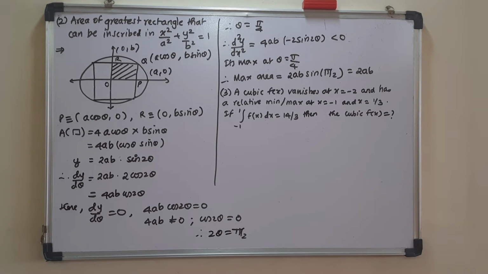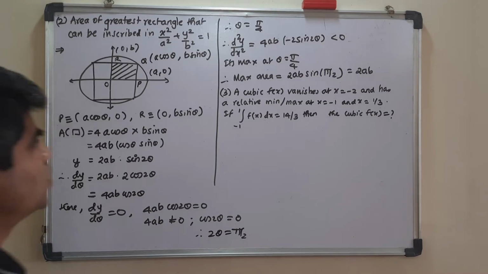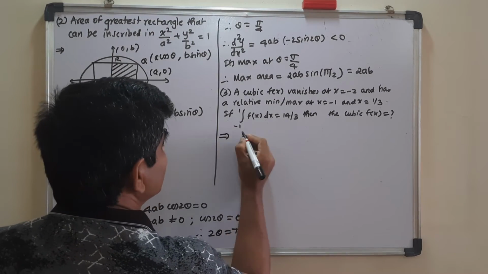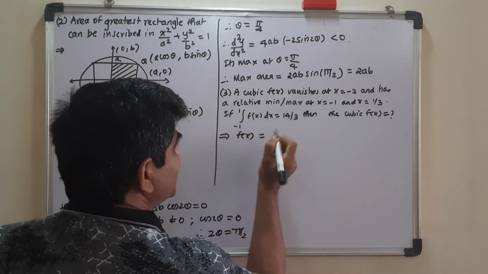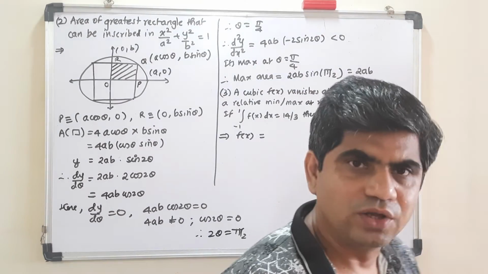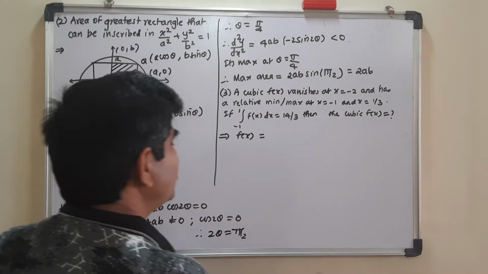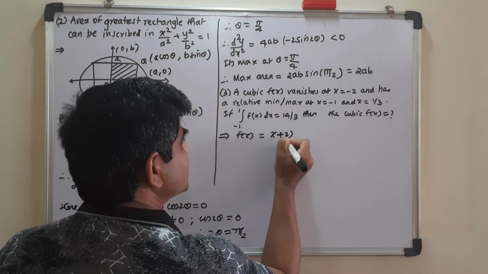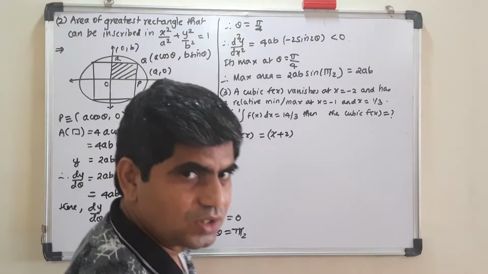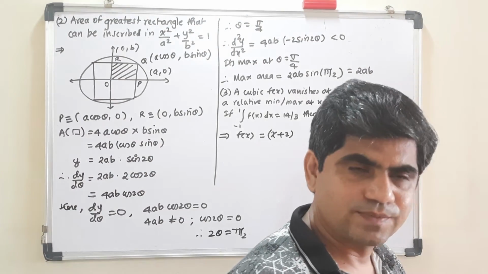Now see the next question, which is written: a cubic function vanishes at x is equal to minus 2. Very good. It vanishes at x is equal to minus 2. It is a cubic function. So obviously your function of x, if it vanishes, that means it has this particular root. So one root will be obviously x plus 2. That is x is equal to minus 2 is the root. So one factor obviously will be your x plus 2.